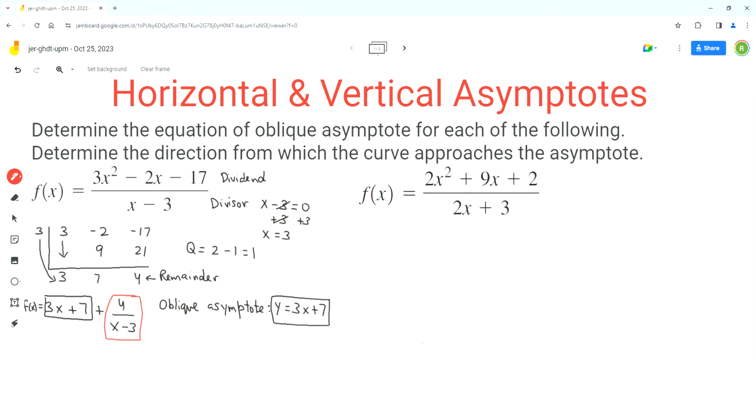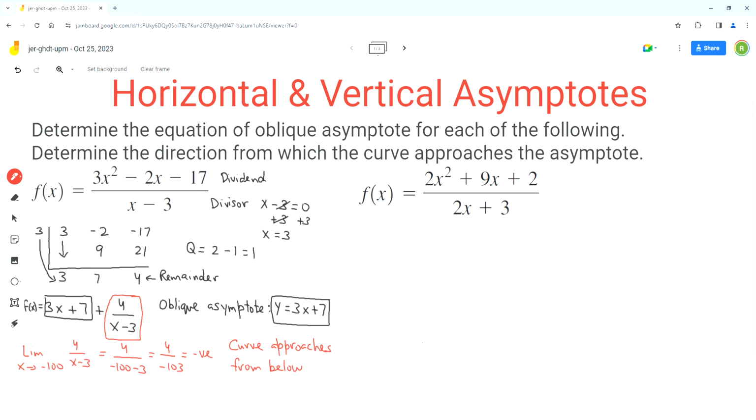Let's start with the limit on the left side. We'll use a big negative number. Limit as x approaches negative 100 of 4 over x minus 3. If we apply the limit, we get 4 over negative 100 minus 3, which is equal to 4 over negative 103, which will give us a negative result. That means on the left side, the curve approaches from below. There is a very important concept we need to understand and memorize.